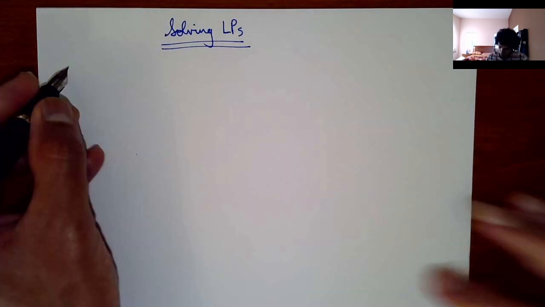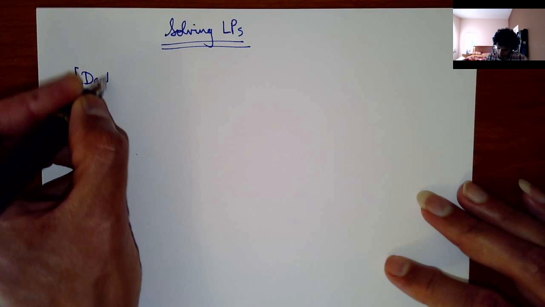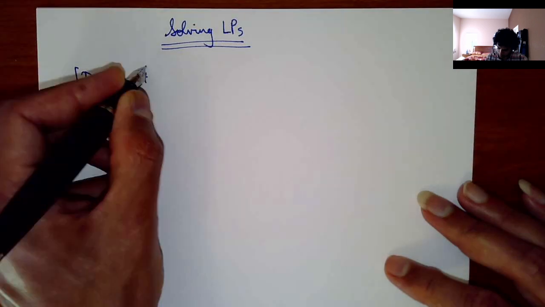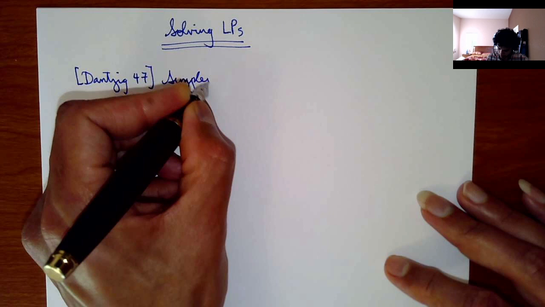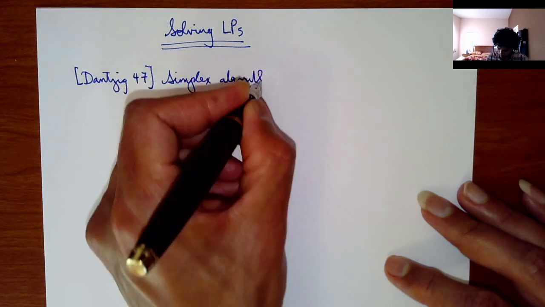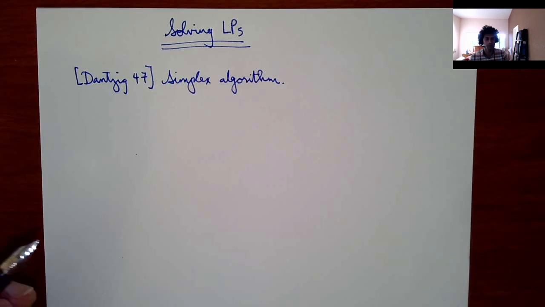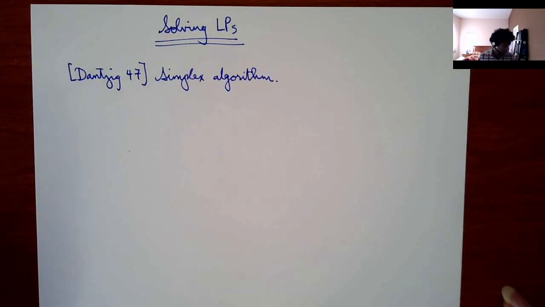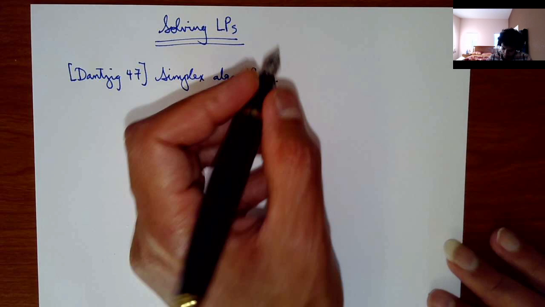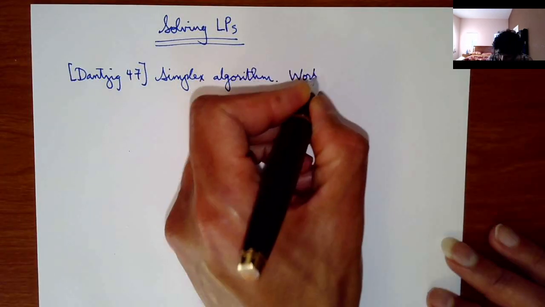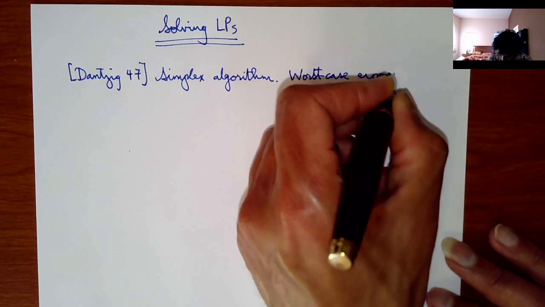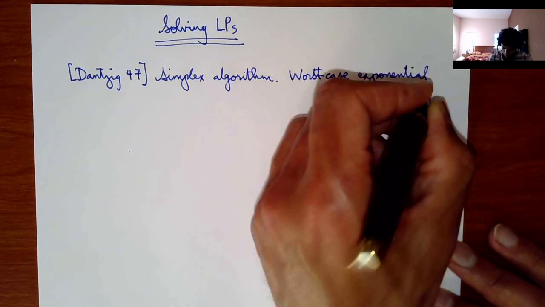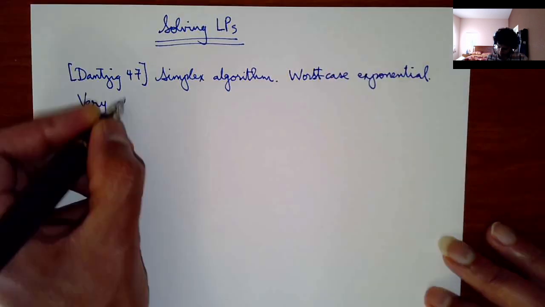So the Simplex algorithm was given by Dantzig in '47. It is a classic and very important algorithm in computer science and mathematics. Its worst case time is exponential. So the worst case is exponential. But it's actually very efficient in practice.